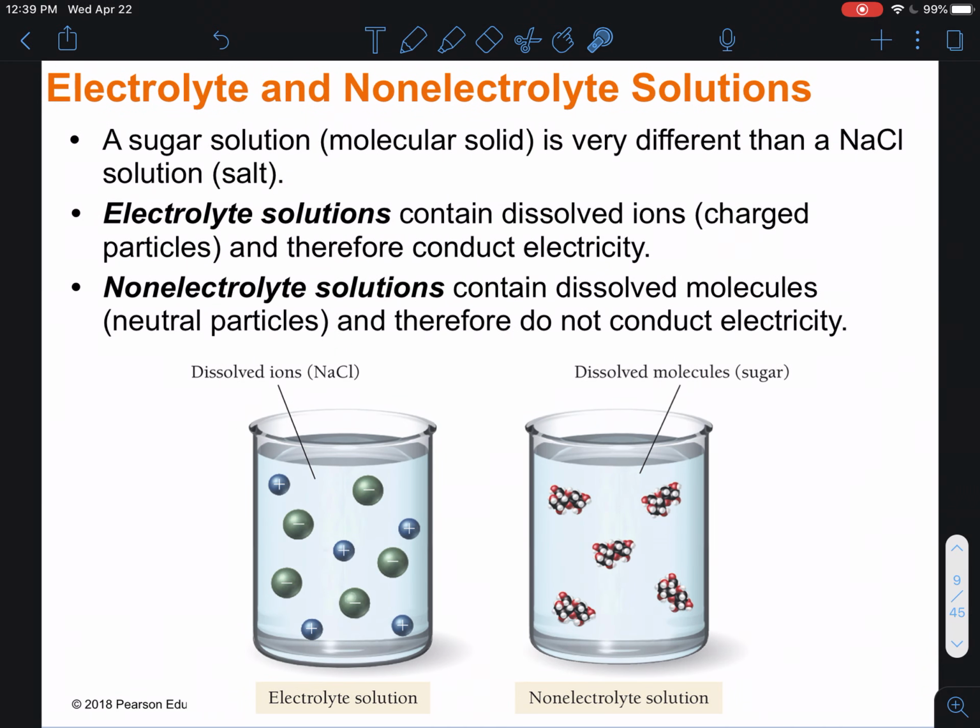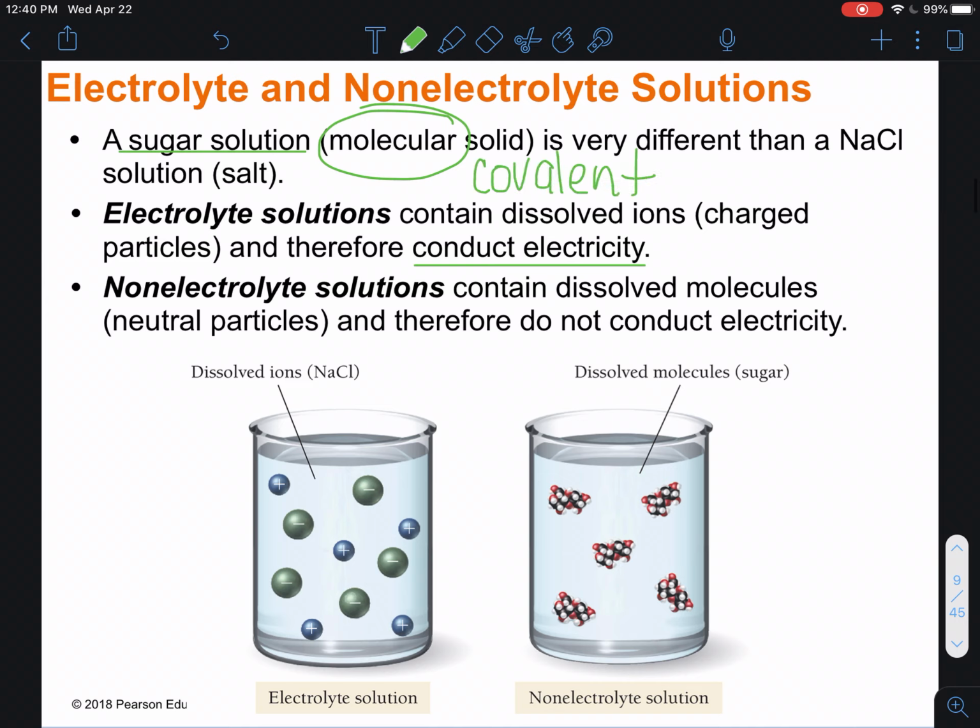So we know that when sodium chloride dissolves in water, it forms free-moving ions in solution, and it forms an electrolyte solution. Again, electrolyte solutions are solutions that contain dissolved ions, and therefore they can conduct electricity. But what about something like sugar? A sugar solution, sugar dissolved in water, is different than sodium chloride dissolved in water. Sugar, we call it a molecular solid. Another way to say it is it's covalent.